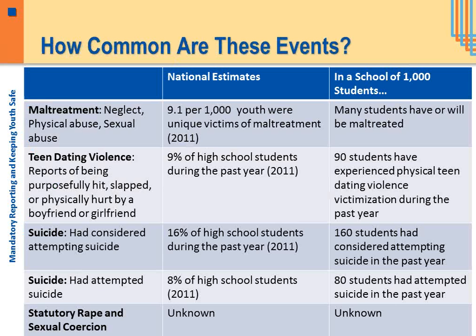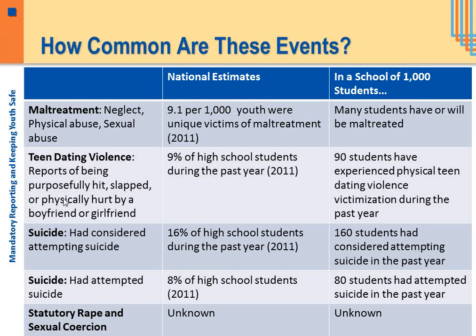Thank you, Marissa. There are many types of events where a youth welfare might be endangered. In this slide and throughout the webinar, we will focus on a few of these types of events, such as maltreatment, teen dating violence, suicide attempts, statutory rape, and sexual coercion. Unfortunately, many of these events are quite common.